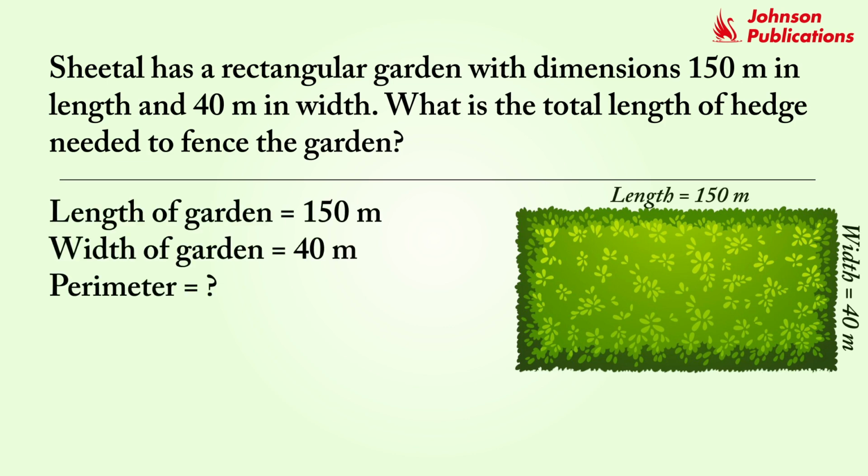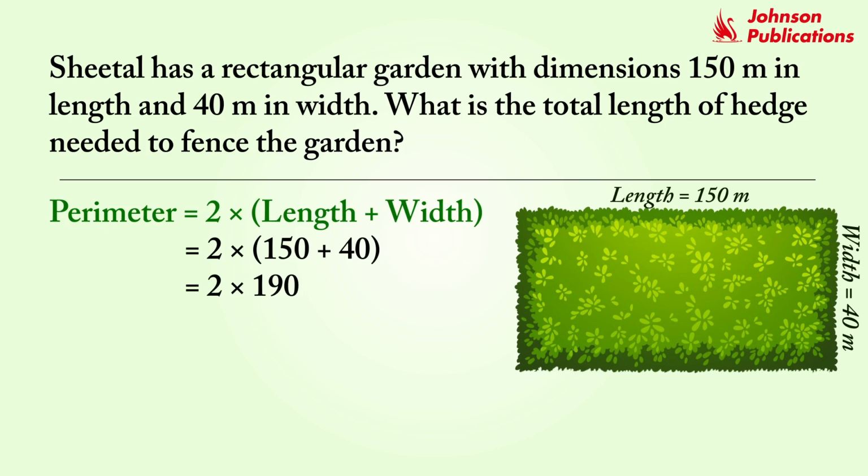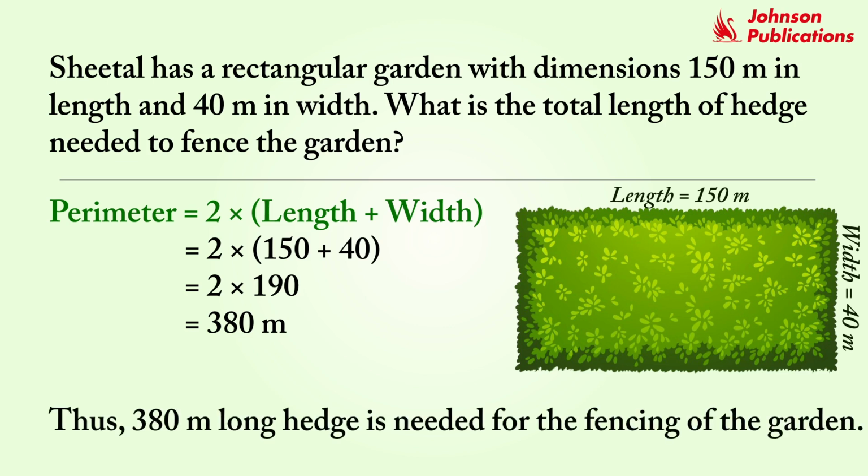These are the information that are given in the problem. We have to find the perimeter. Putting the values in the formula for perimeter of the rectangle, we get that the perimeter is equal to 380 meters. Thus, a 380 meters long hedge is needed for the fencing of the garden.